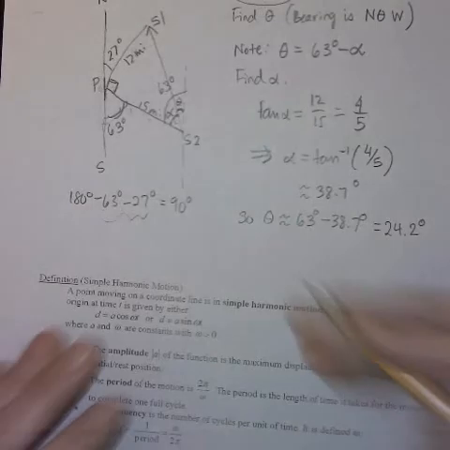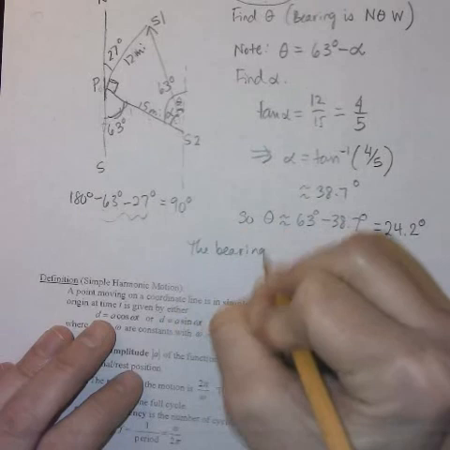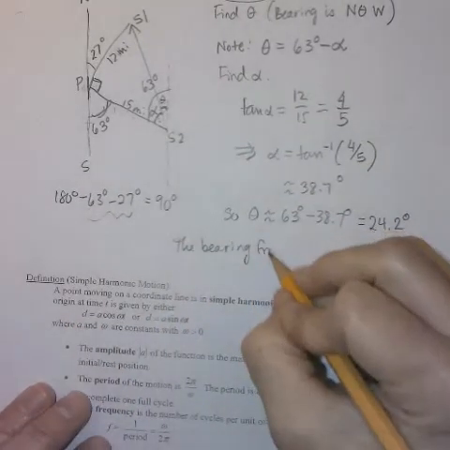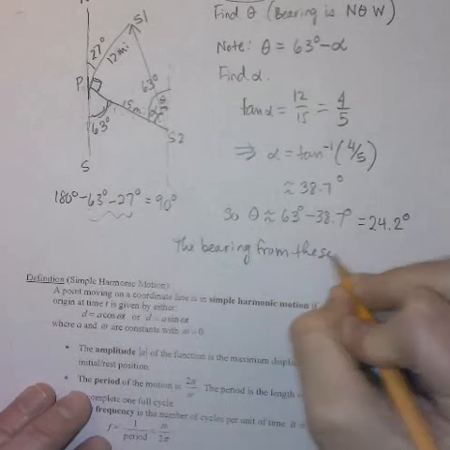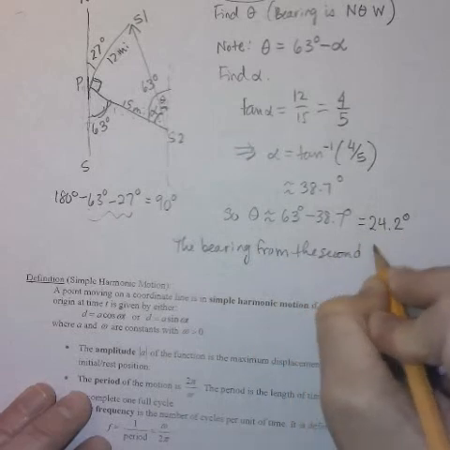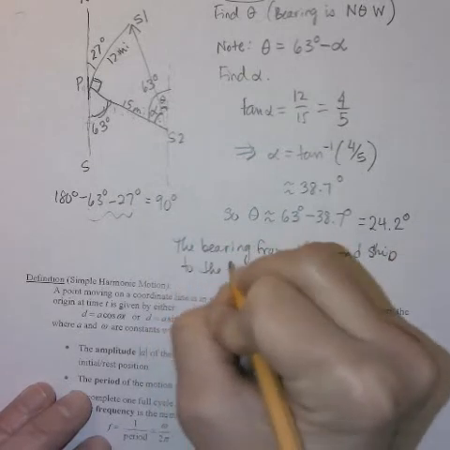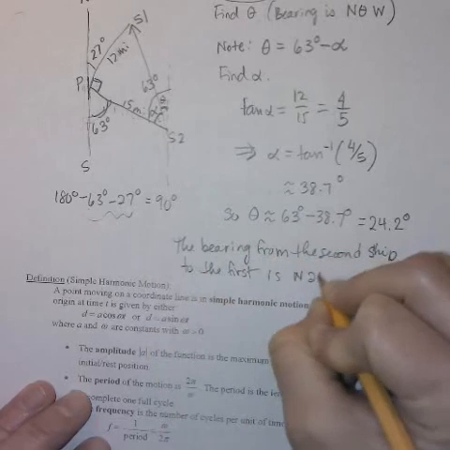So the bearing from the first, or from the second ship to the first is north 24.2 degrees west.